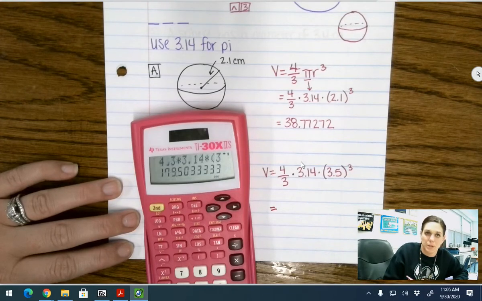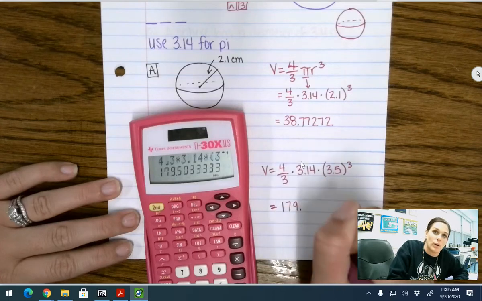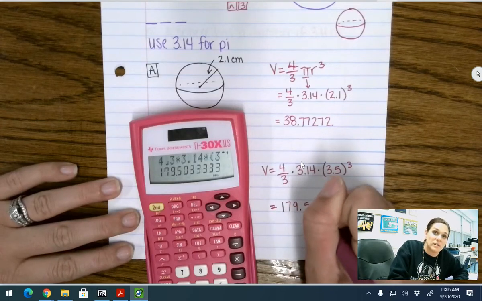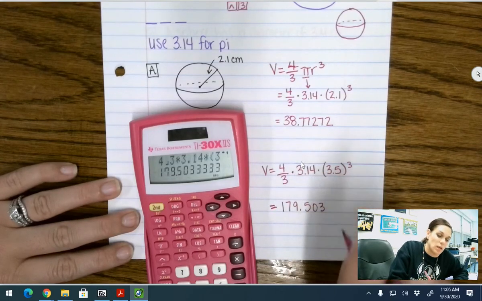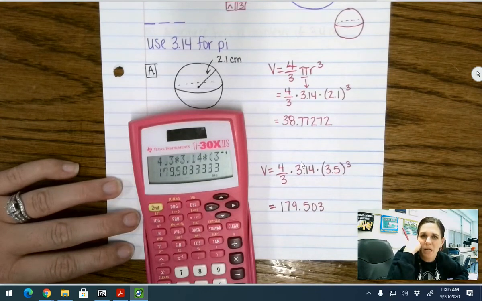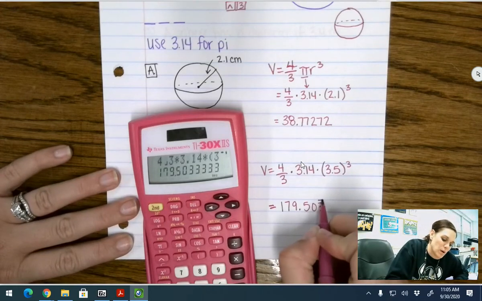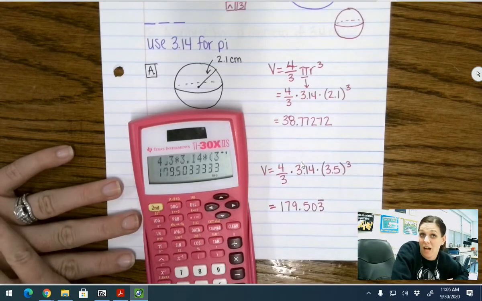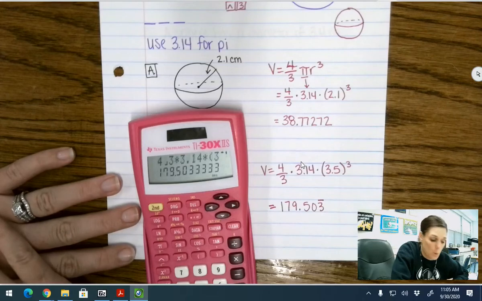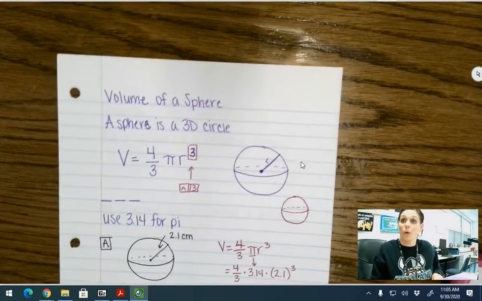Ooh, that one's a really big number. So we're going to put 179.50333333. How do we show repeat again? We put that bar above it. So I'm just going to put the bar above the 3, because that's the only thing on repeat.